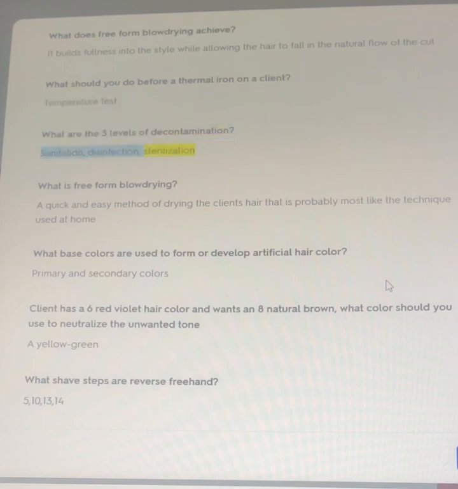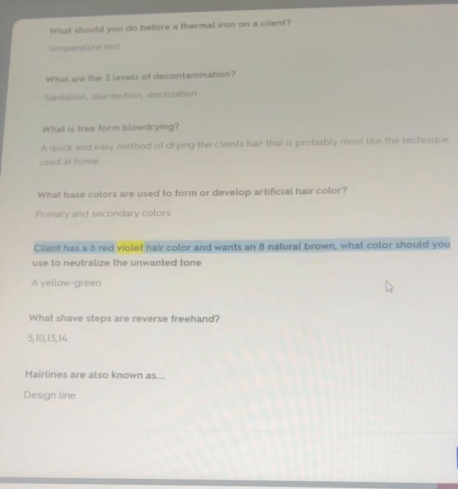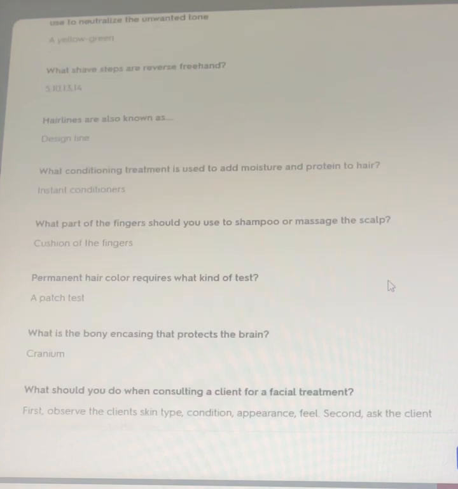Sanitation, disinfection, sterilization. What is free-form blow drying? A quick and easy method of drying the client's hair that is probably most like the technique used at home. What base colors are used to form or develop artificial hair color? Primary and secondary colors. Client has a 6 red-violet hair color and wants an 8 natural brown. What color should you use to neutralize the unwanted tone?